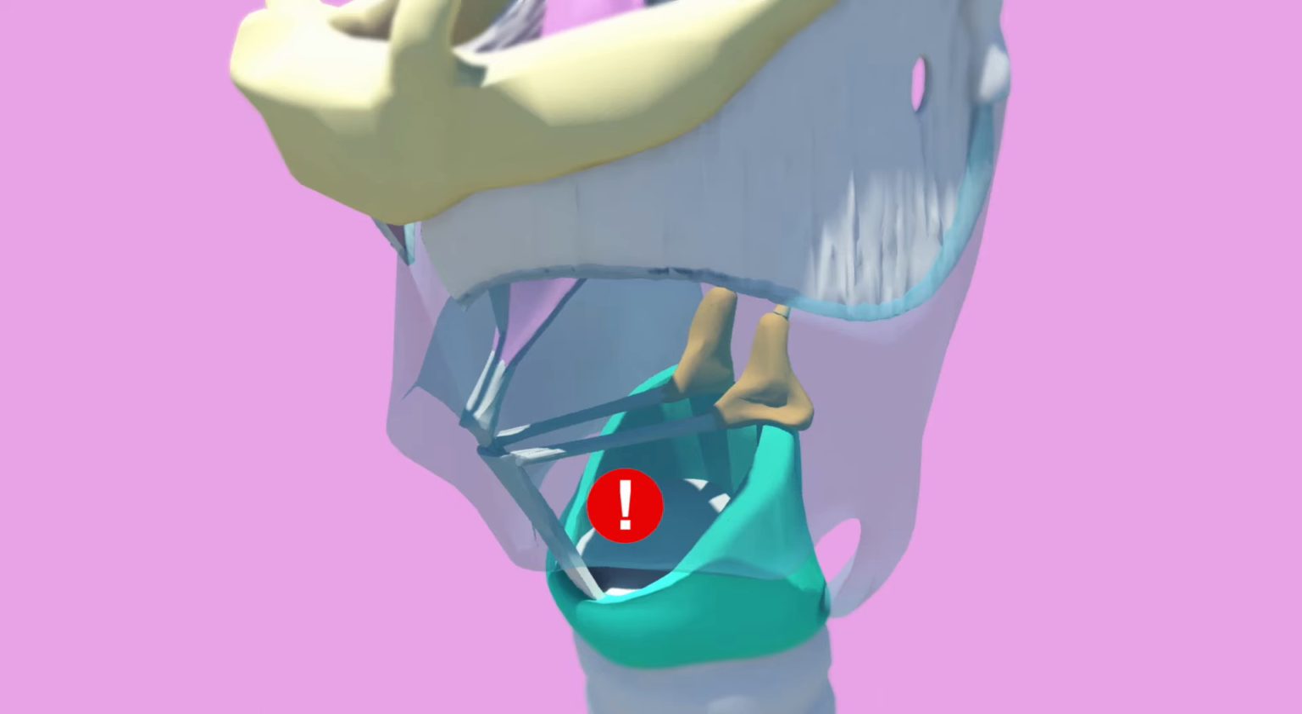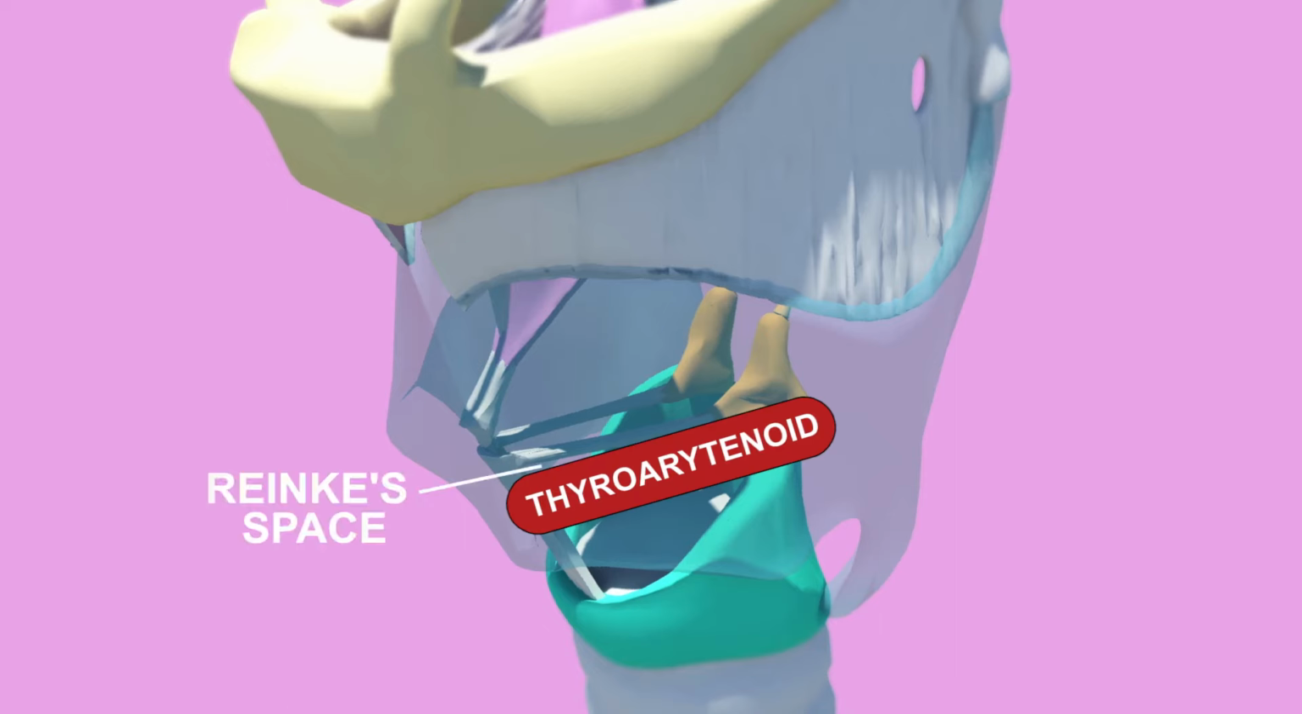Tumours on the vocal cords can spread to the thyroarytenoid muscle early, which sits in Reinke's space. Reinke's space is located below the vocal cord and allows vibration, readily assisting phonation. When cancer invades, this causes problems with the mobility of the vocal cord.